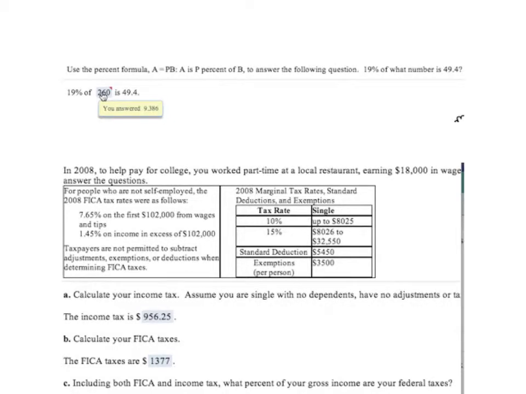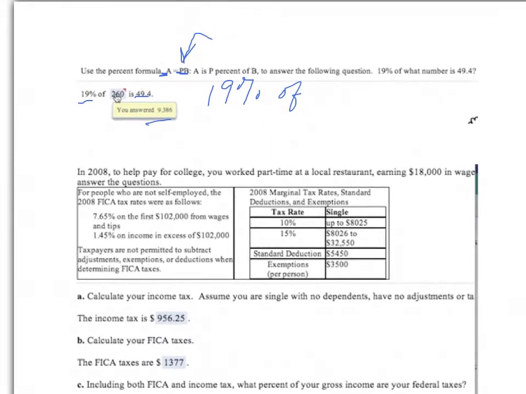Okay, for this first problem, what you did was you just calculated 19% of 49.4 because that's what 9.386 is. But you calculate the percent of the base, not the percent of the amount. See, the amount is the number that you get after you take a percent of a number. And in this problem, the base is what you don't know. You want to take 19% of a number, which is the unknown number.